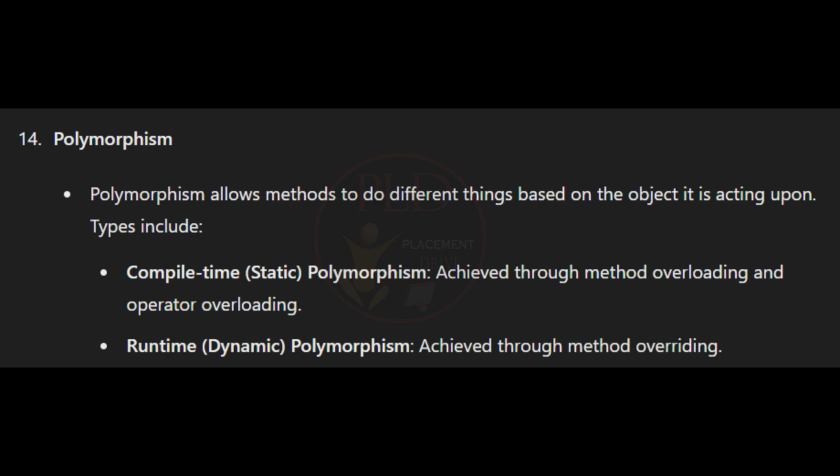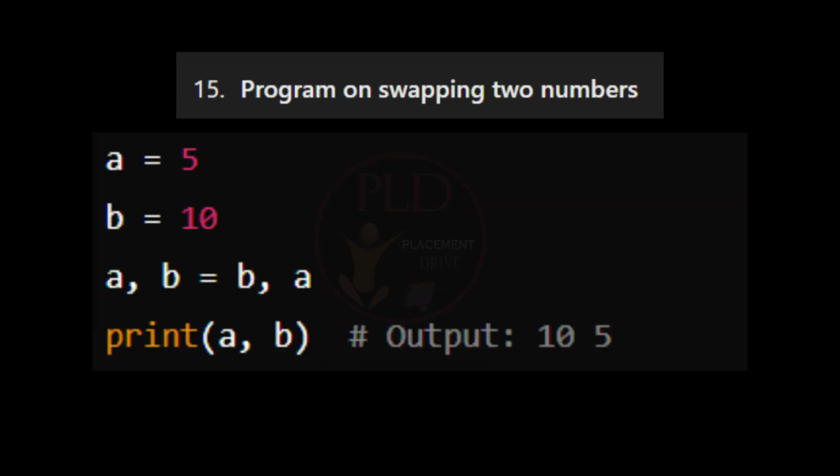Compile time polymorphism is static and it is achieved through method overloading and operator overloading. And the second one is runtime polymorphism. It is dynamic. It is achieved through method overriding. Now, let's see the 15th question. The 15th question is a program on swapping two numbers. We will display the answer for this question.